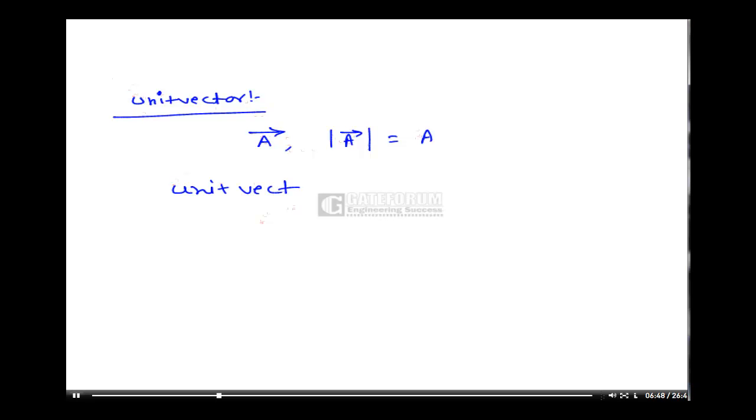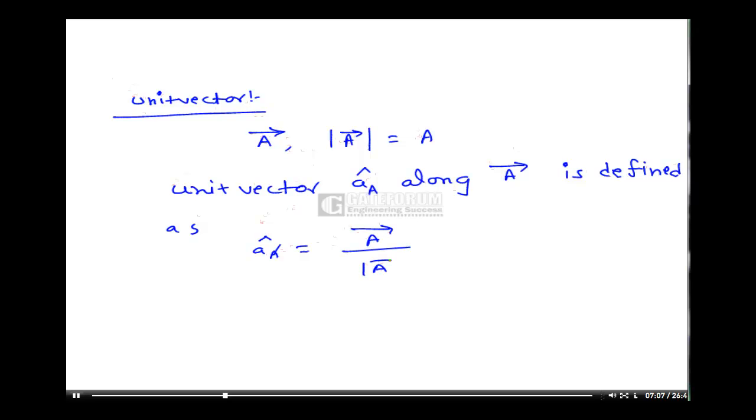Next we will define unit vector. What is a unit vector? In the name itself, unit vector means the magnitude is unity. Suppose a vector a bar is like this, and the magnitude of the vector a bar I am writing as a. Then the unit vector a cap along a bar is defined as the vector divided by the magnitude of that vector, that is a bar by a.